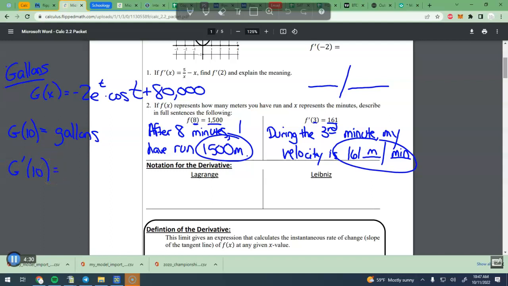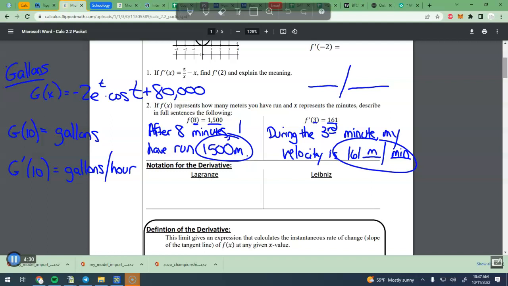Okay. G prime of 10, what would the label be on this? This is what I really like. It would be gallons per hour or gallons per minute. So G of 10 would be how many gallons are in the tank at the 10 minute mark. G prime of 10 would be, at this exact moment in time, what's the velocity that the water is leaving or leaking at. So G is an amount and G prime is a rate. That's a huge, huge concept.